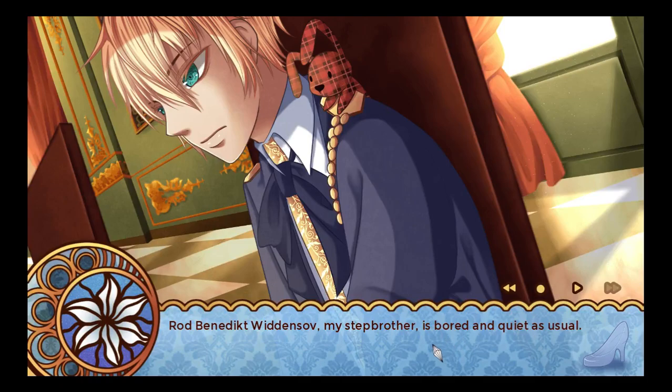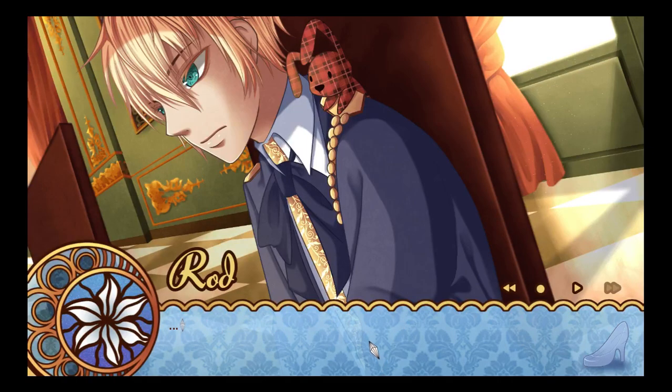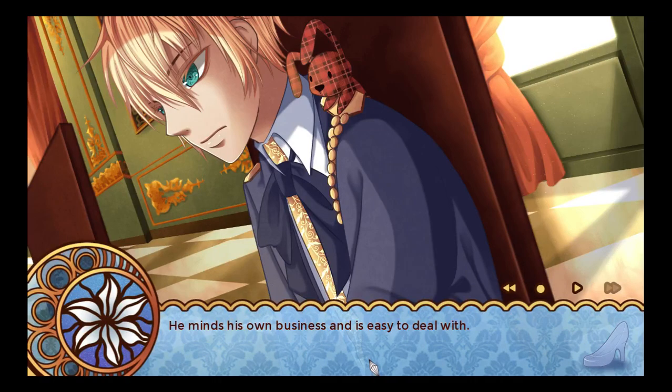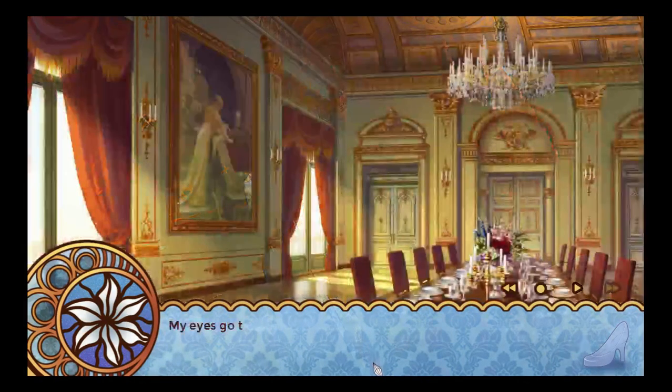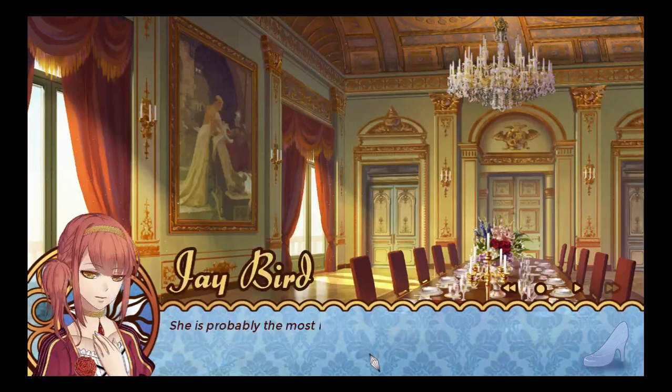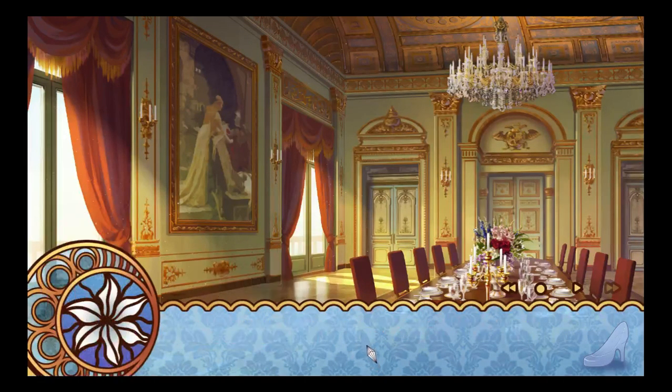My stepbrother is bored and quiet as usual. He is 2 years my junior and is the younger of Ophelia's children. That does not make sense. He is mute and uses a plush bunny to voice his thoughts. It was apparently given to him by a fairy. He minds his own business and is easy to deal with. But his older sister... My eyes go to the empty seat beside him. She is probably the most infuriating person I have ever had the displeasure of knowing.